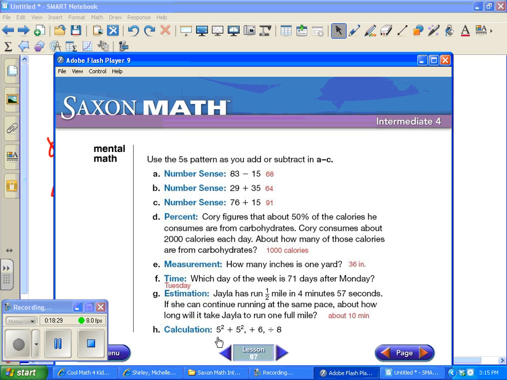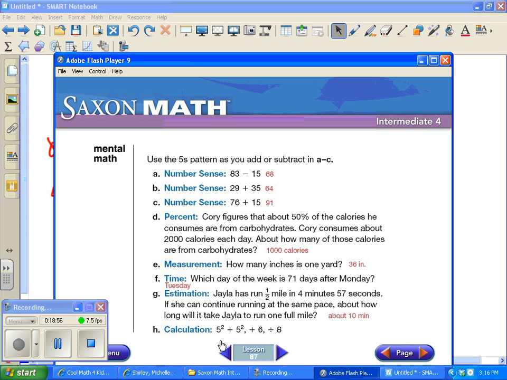Okay, calculation. This is something that you guys are still struggling with, some of you, is when we have an exponent. And what this means, this is squared. If it were 3, it'd be cubed, okay? Anything else higher than that, if this were a 4, we would say 5 to the 4th power, okay? What it means is, take this number and write it down this many times and multiply it. So 5 squared really means 5 times 5, okay?